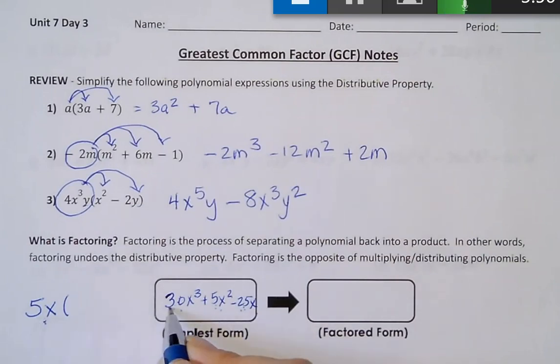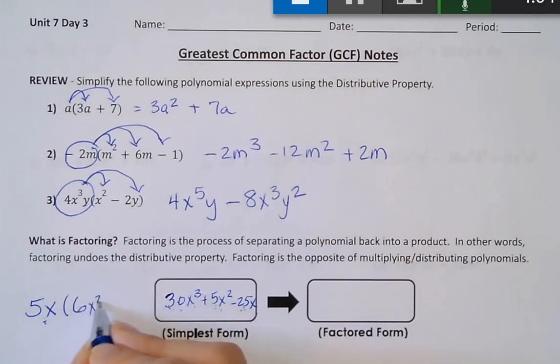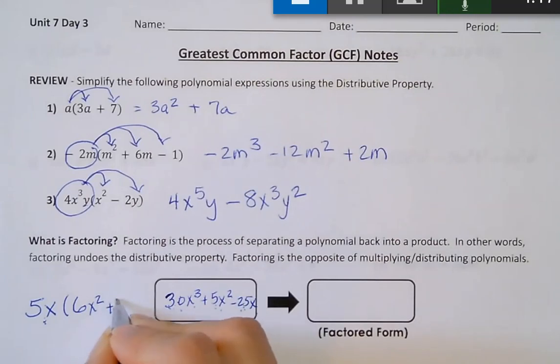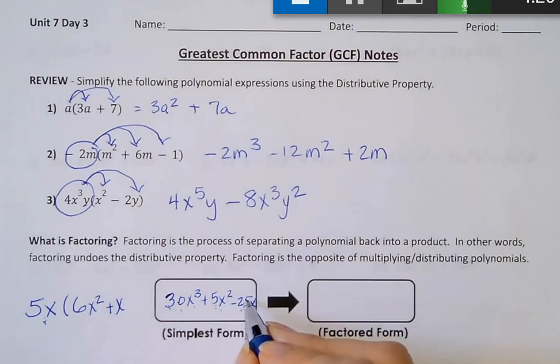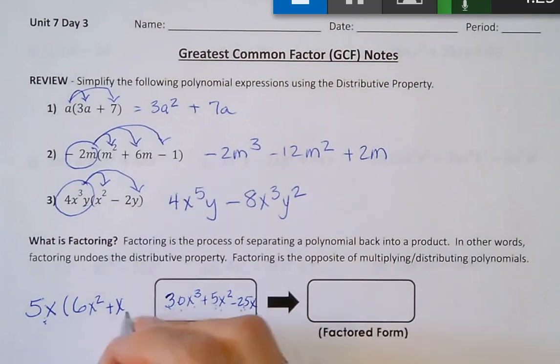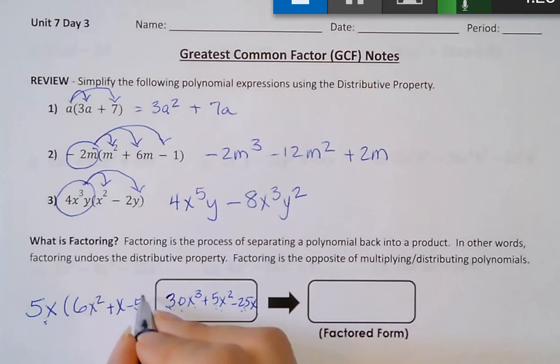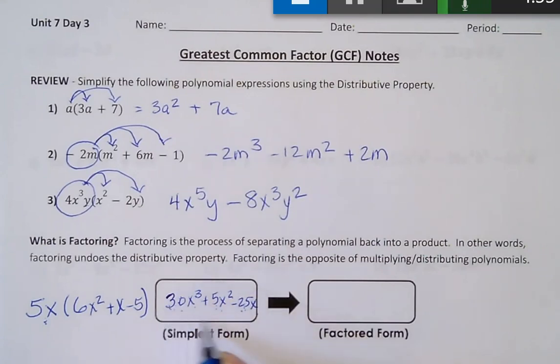So if I took 5x out of 30x cubed, I know that 30 divided by 5 is 6, right? And x cubed divided by x is going to be x squared. If I took 5x out of 5x squared, you can imagine 5x squared divided by 5x. 5 divided by 5 is 1. X squared divided by x is just x. And then my third term, I have negative 25. 5 goes into negative 25 negative 5 times. And then x goes into x once. Okay, so I have factored out my simplest form. This is my simplest form here.